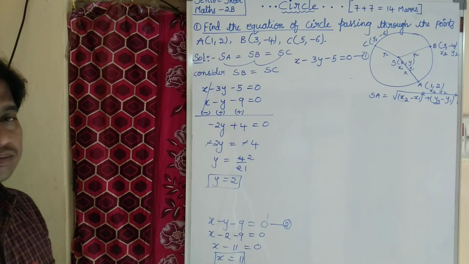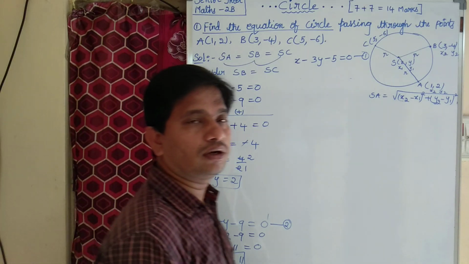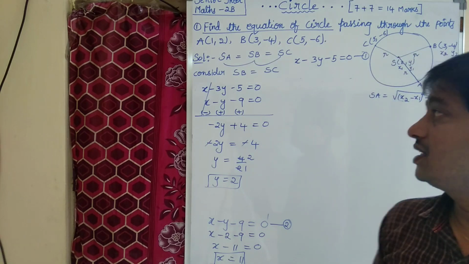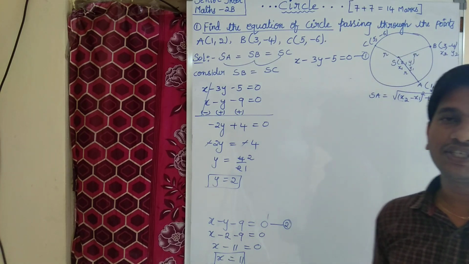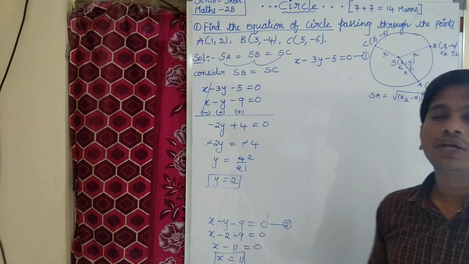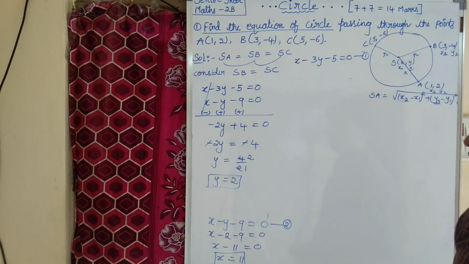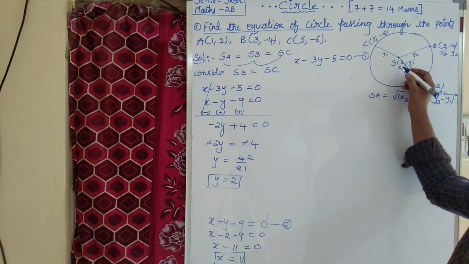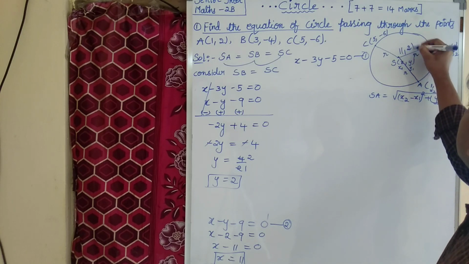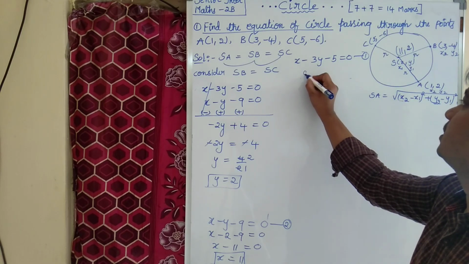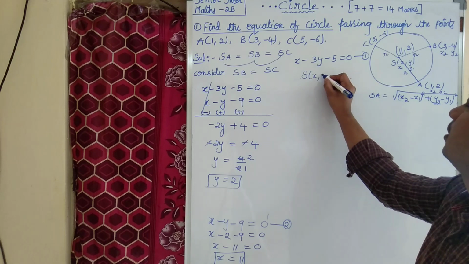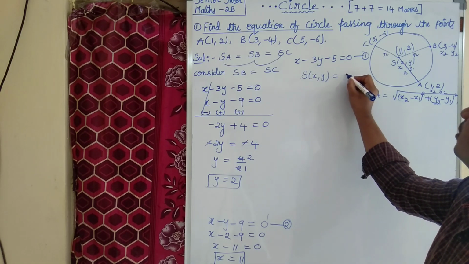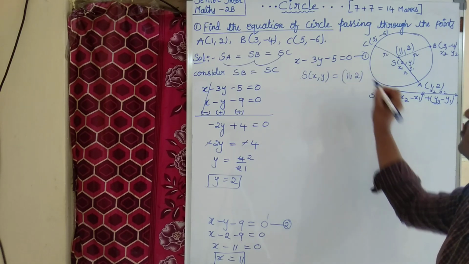Children, did you understand what is the procedure? We consider SA and SB, we got one equation. Then we consider SB and SC, we got the second equation. Two equations solved, we got the value of x and y. So that is called the center, 11 comma 2. So what is our center? S of x comma y is nothing but 11 comma 2.